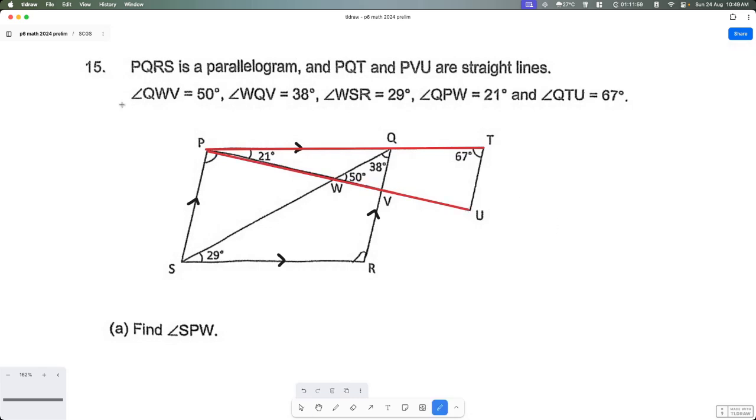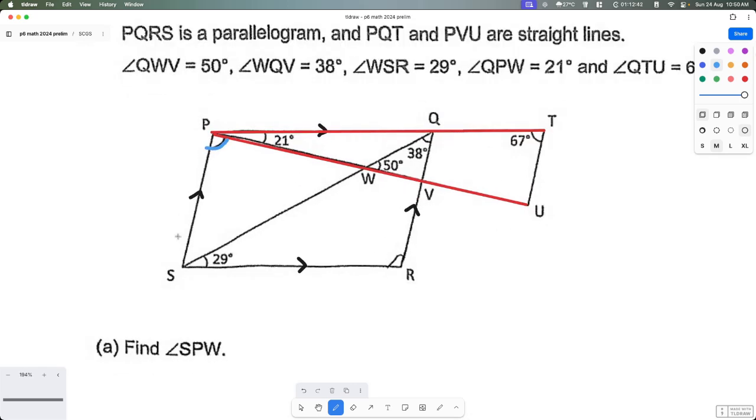Next, QWV is 50 degrees. So over here, 50 degrees. WQV is 38 degrees. WSR is 29. QPW is 21. And QTU is 67. All right, find SPW. S, then P, then W over here. I'm going to draw it in blue. SPW, the blue angle over here.